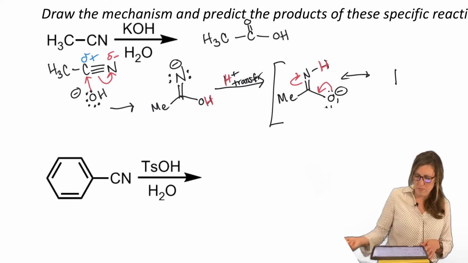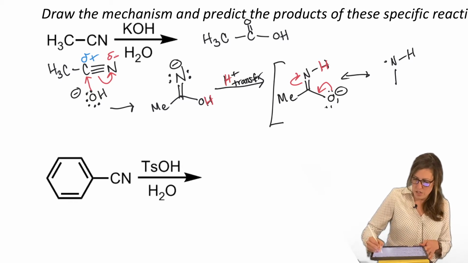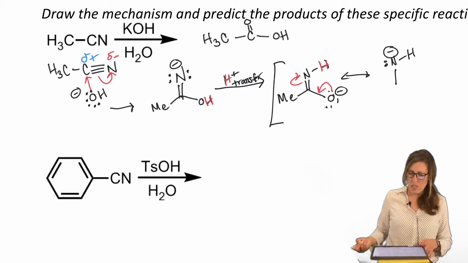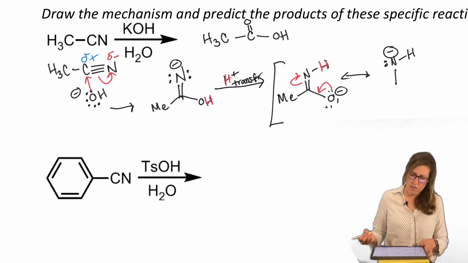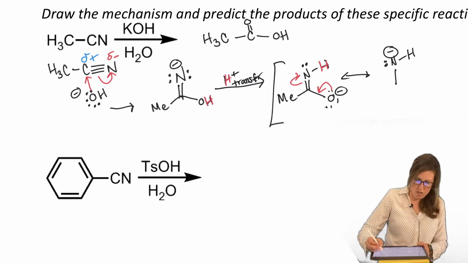once again, oops, I accidentally drew the second pi bond. Oh man, I did that a long time ago. Okay, there we go. N, H, there we go. So notice there's a lone pair there. I need to have one more lone pair. There we go.